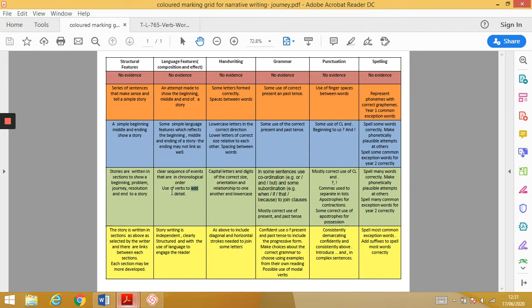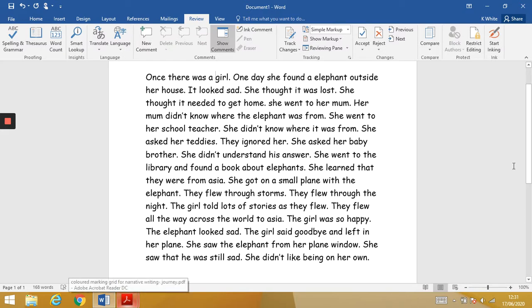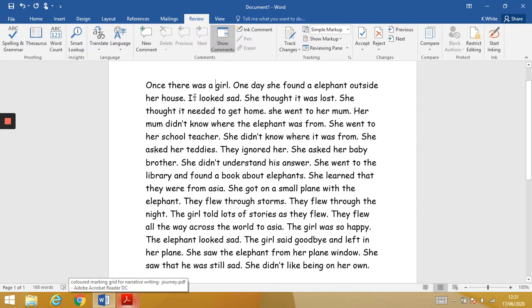Our language focus for this unit was on verbs, and that's what we're going to be mainly editing and improving this week, as well as using conjunctions to make some compound sentences. So this is my story, and I'm going to edit it with you now.